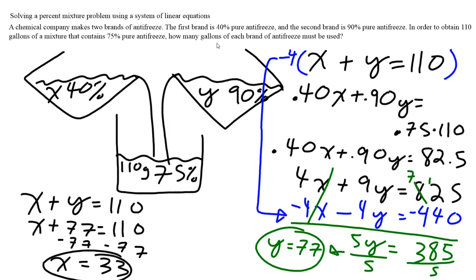So in ALEKS, they would say brand A or brand B or first brand, second brand, something like that. For the first brand, you would put 33 gallons. For the second brand, you would put 77 gallons. And there's your answer. Again, we could have solved this system of equations a little differently. We could have used substitution instead of elimination. That's the way ALEKS shows you how to do it, and that's fine. This is just my preferred method.